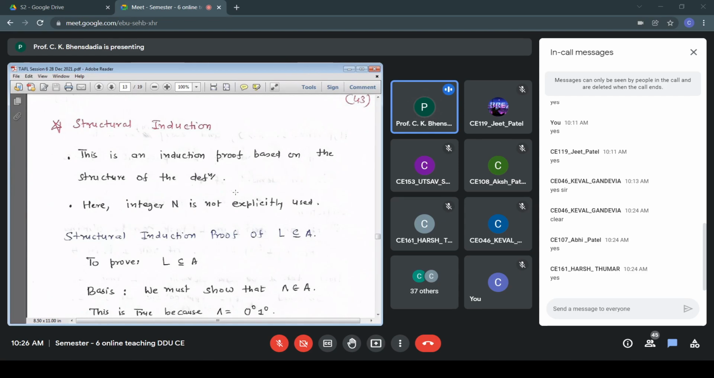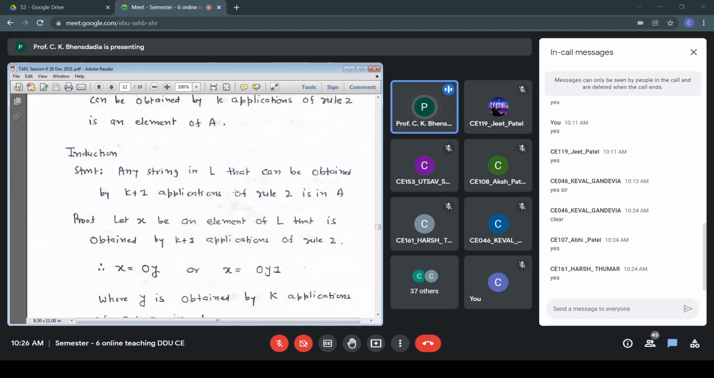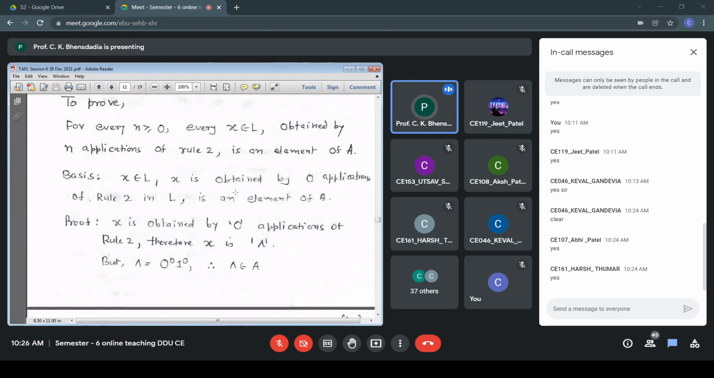That becomes our basis. And this is true. Proof again remains the same. Proof for the basis remains the same. Way of representation is different.